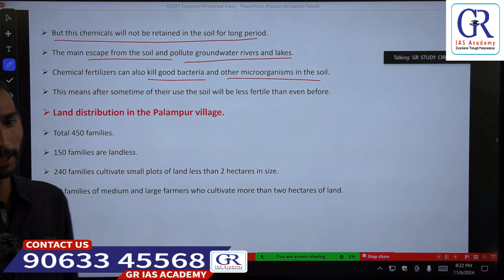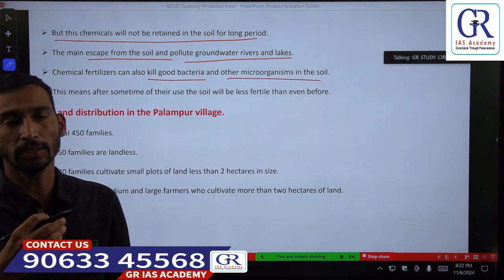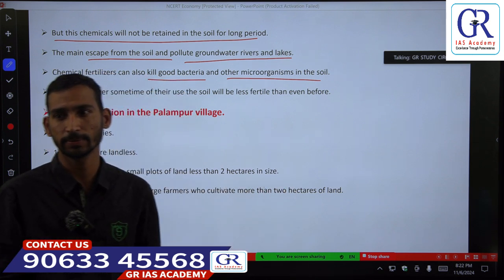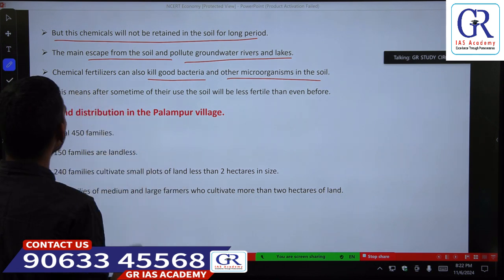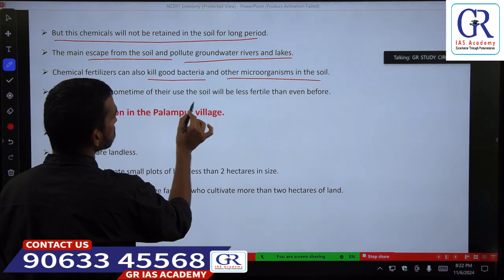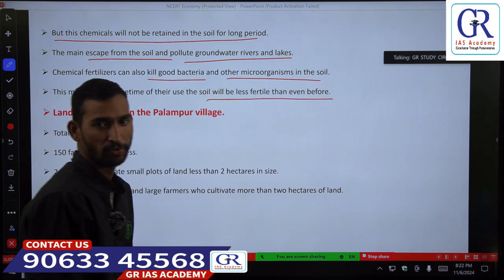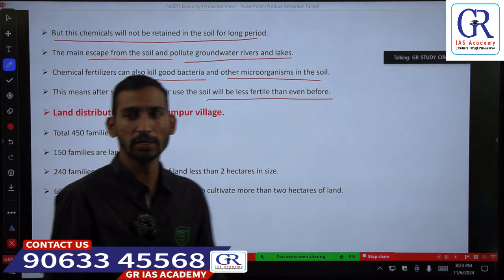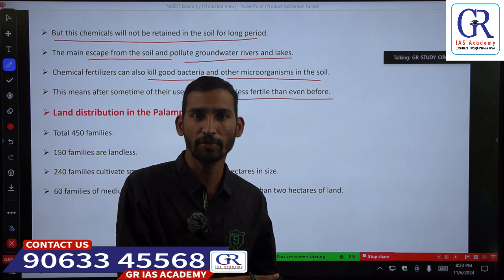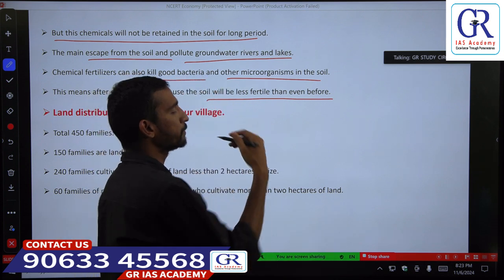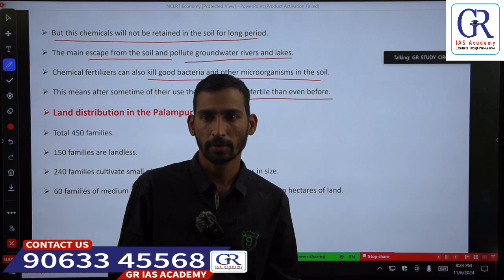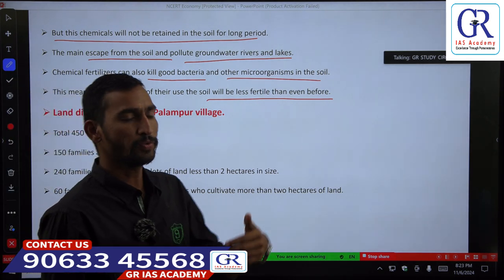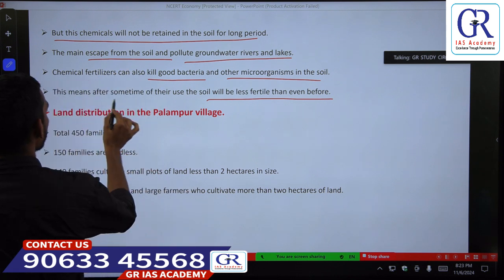And chemical fertilizers can also kill good bacteria and other microorganisms in the soil. The good bacteria, which are essential for the crops, are killed by the chemical fertilizers. This means after some time of their use, the soil will be less fertile than even before. If we use chemical fertilizers constantly for a long period of time, soil fertility will deplete, and the fertility level will decrease to a very bad level. That is what chemical fertilizers will do.